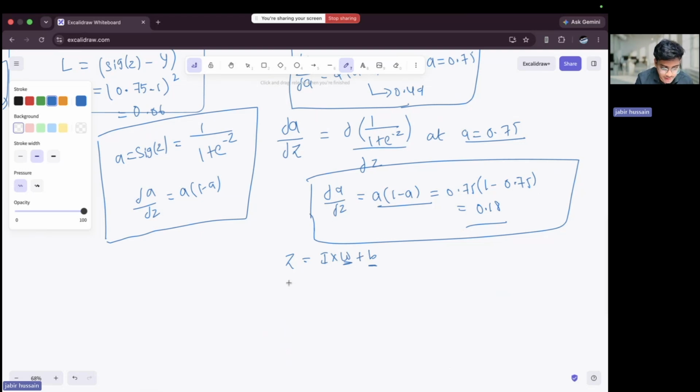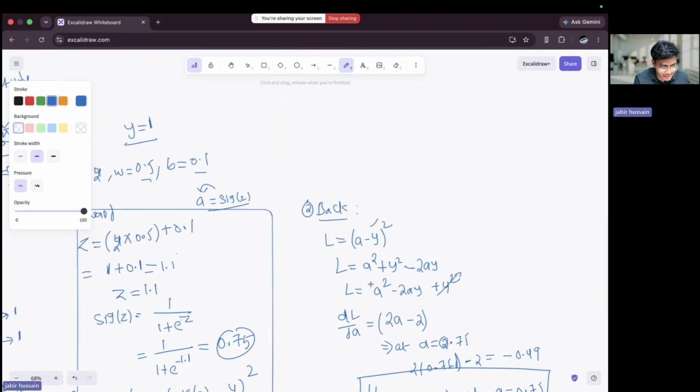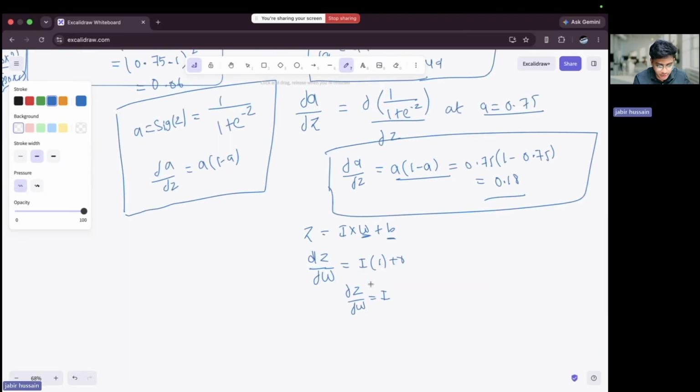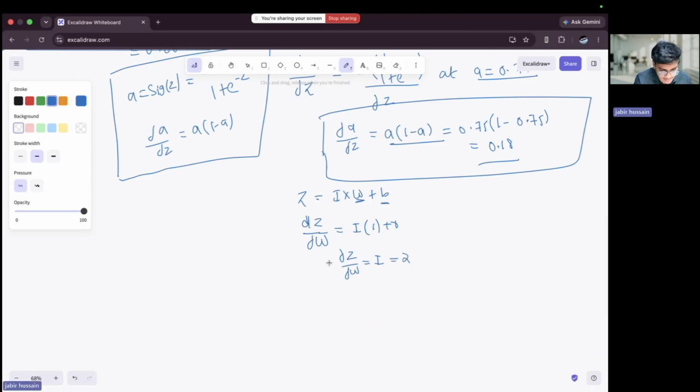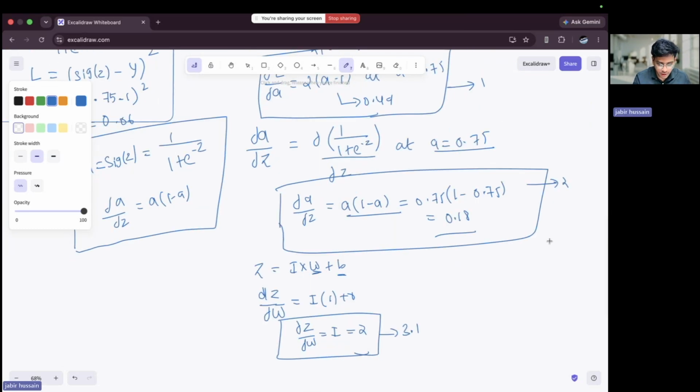So here the third derivative dz by dw will be input multiplied by 1 plus 0. So dz by dw would be input. And what is our input value? The input value is 2. So it will give me 2. This is our third derivative. This is our 3.1. Right? Okay, let me write it. First derivative, second derivative, and third derivative.